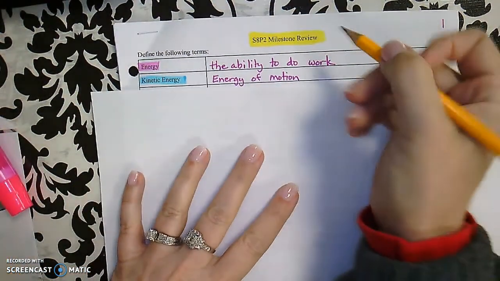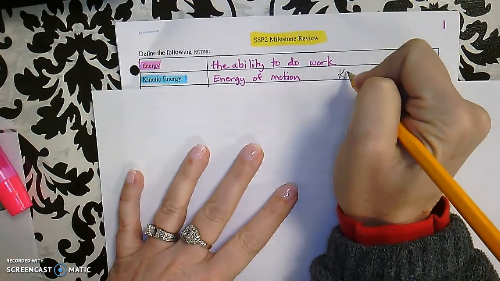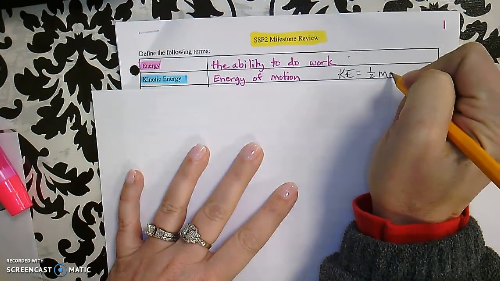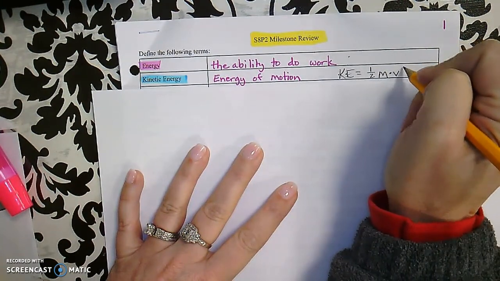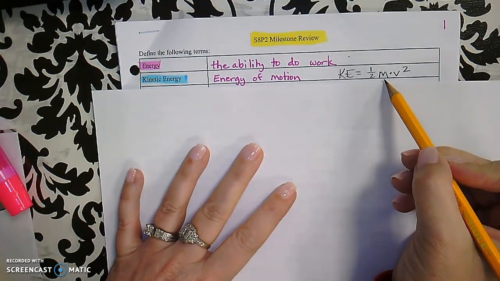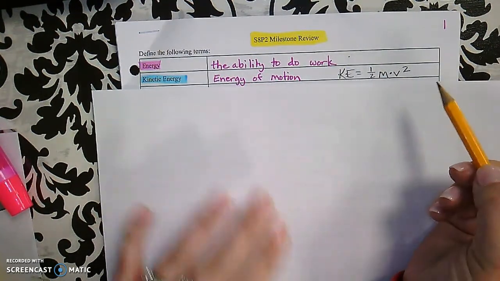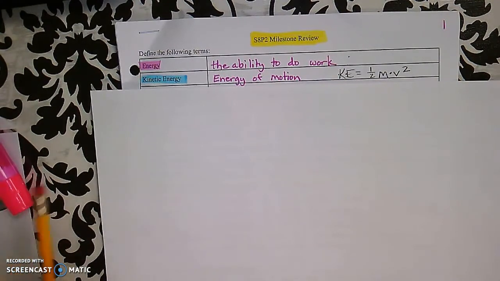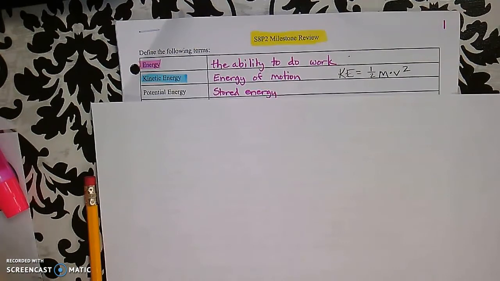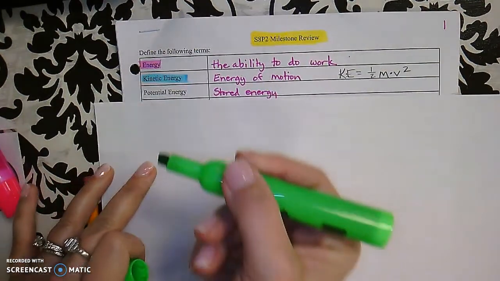And the formula for kinetic energy is 1/2 mass times velocity squared. So kinetic energy is based on the mass of the object and how fast the object is going. All right, then we have potential energy, and potential energy is a stored energy.